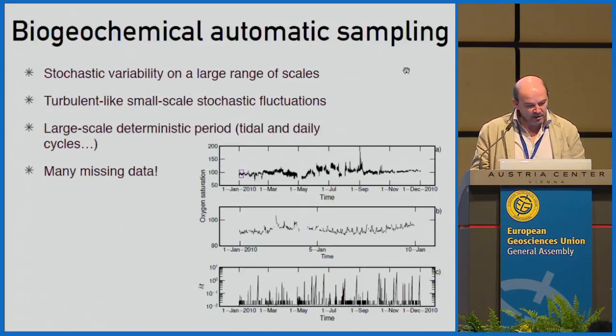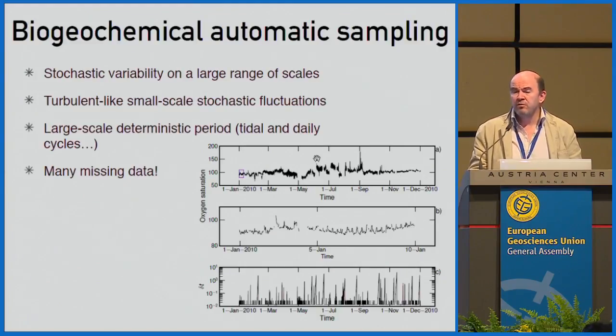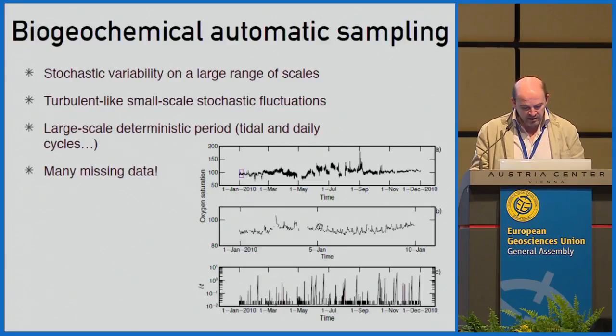We have stochastic variability on a large range of scales, and also some deterministic periods like tidal or daily cycles. And there are many missing data, linked to fouling, to the fact that you need to clean the systems, and sometimes there are failures in the system. Here is an example with an oxygen series. If you zoom in on a small part here, you see many interruptions.